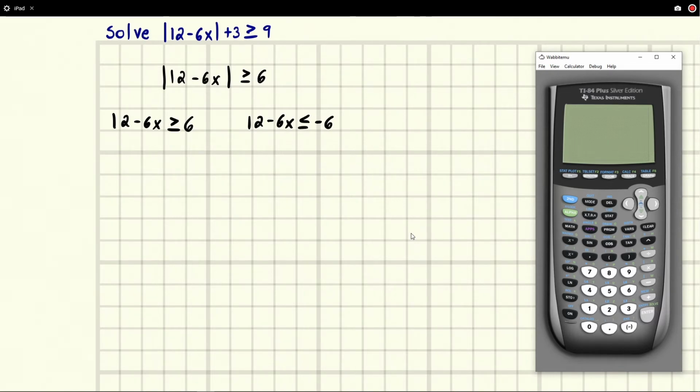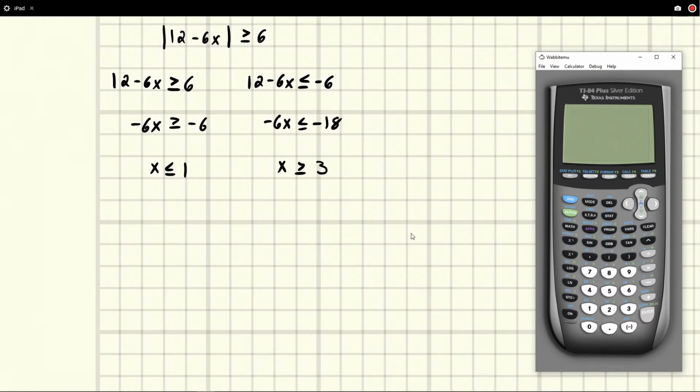First I'm going to subtract 12 from both sides. I get negative 6x greater than or equal to negative 6. We're going to divide by a negative, which will flip the inequality. Dividing by negative 6, we get x less than or equal to 1. On this side, we do the same thing. We subtract 12 and get negative 6x less than or equal to negative 18. Then we divide by negative 6. Since we're dividing by a negative, it flips the inequality, and we get x greater than or equal to positive 3.